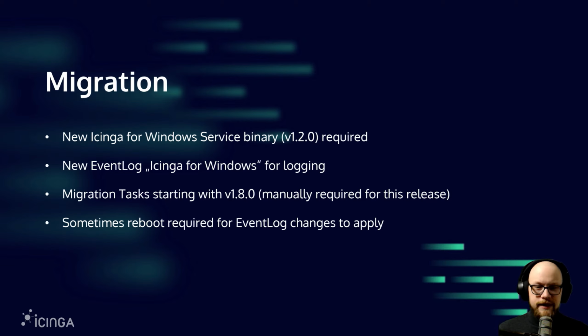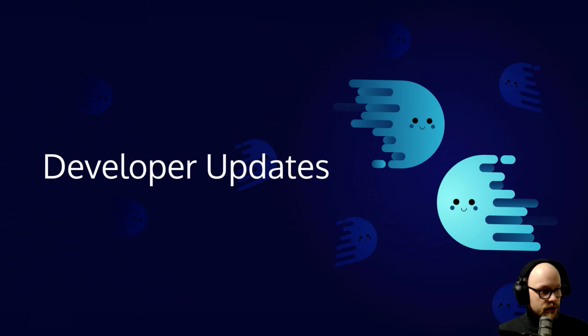And just in case, sometimes you require to reboot in order for the event log to properly log into the new event log. So what will happen is, if it doesn't work, everything is still logged within the application log, but the Icinga for Windows log is there. So that's something to keep in mind. If it doesn't work and the Icinga for Windows log is there, the migration tasks were executed, you simply have to reboot the system once, and then this is resolved as well.